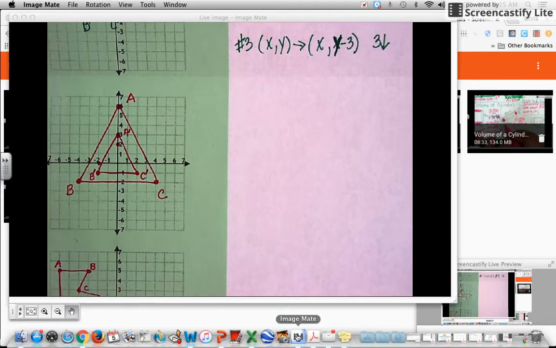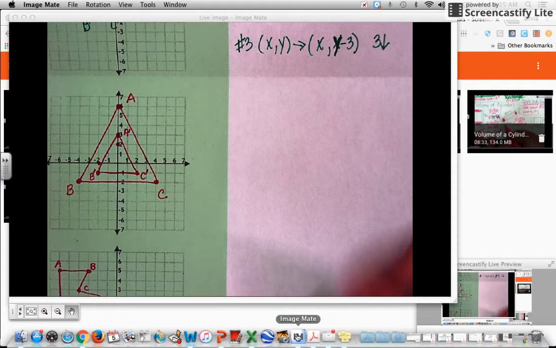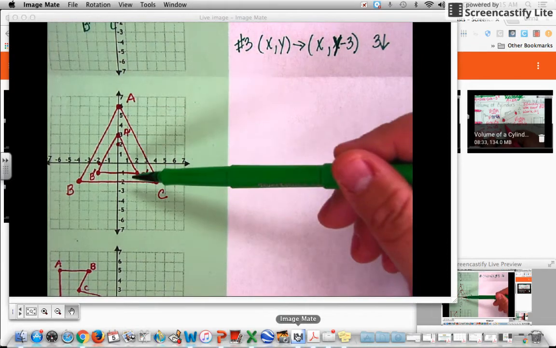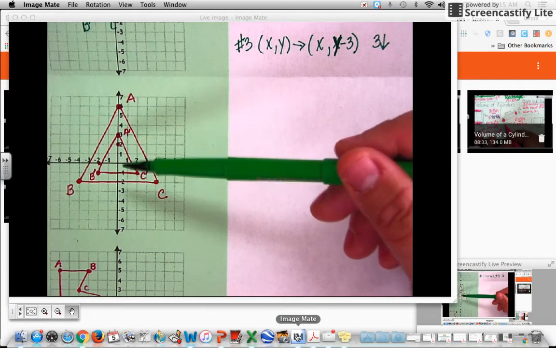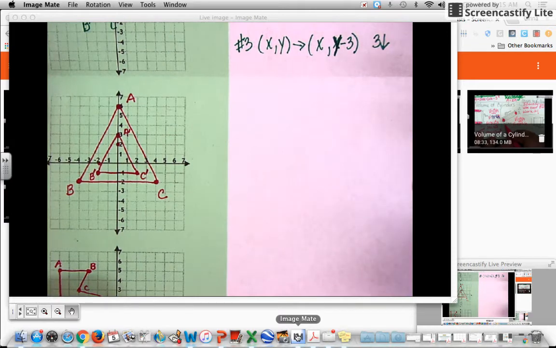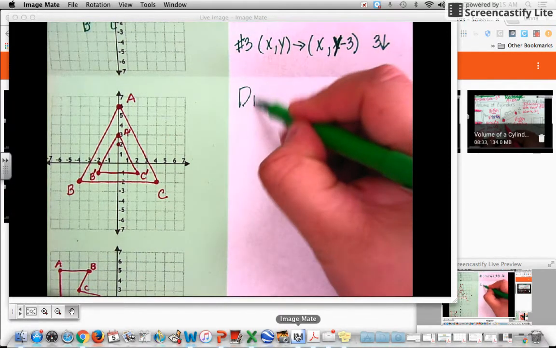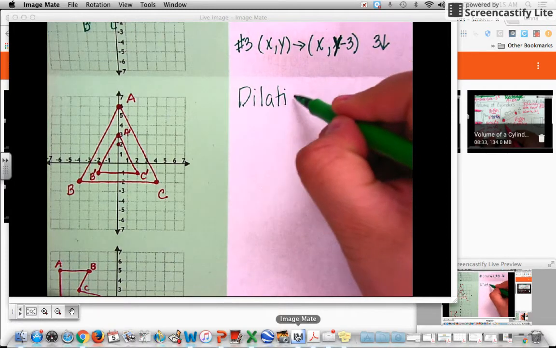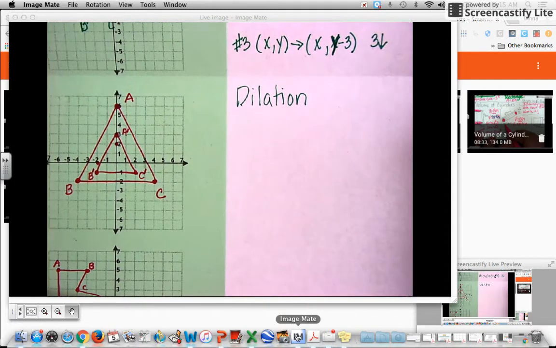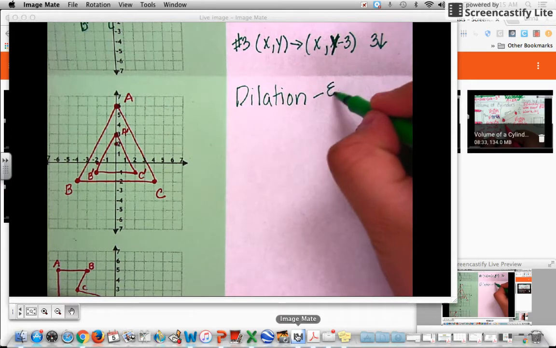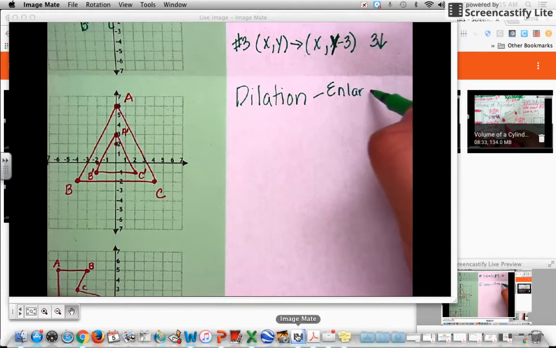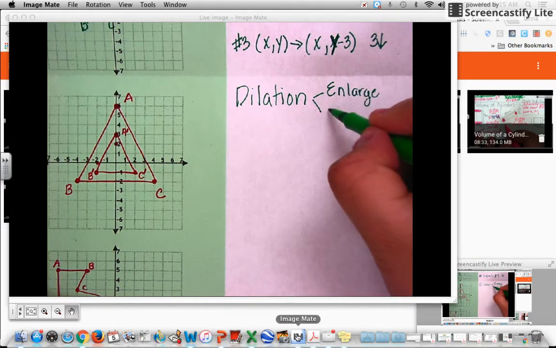Go to the second section now. What do we call it when a figure goes from a large figure to a small figure, or vice versa, small to large? An enlargement, a reduction, and mathematically we call it a dilation. So we call it a dilation. Dilations are to enlarge or to reduce.